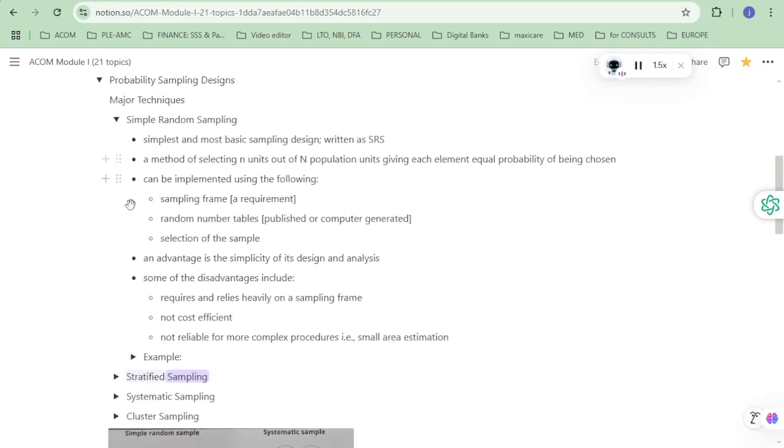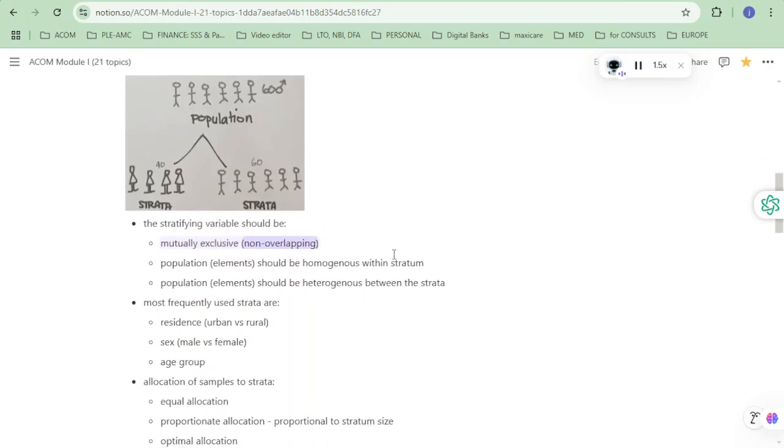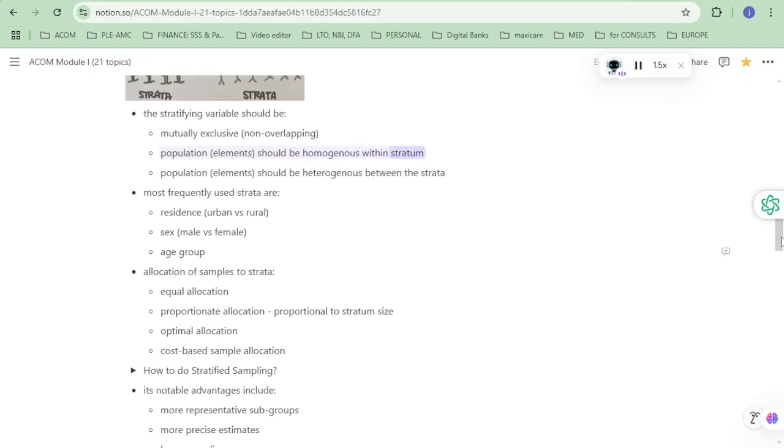Stratified sampling. A method of selecting n units out of N subpopulations. Can be implemented using the following: the population is partitioned into non-overlapping groups called strata. SRS or SYS is then performed separately within each stratum. The stratifying variable should be mutually exclusive, non-overlapping. Population elements should be homogeneous within stratum and heterogeneous between the strata.